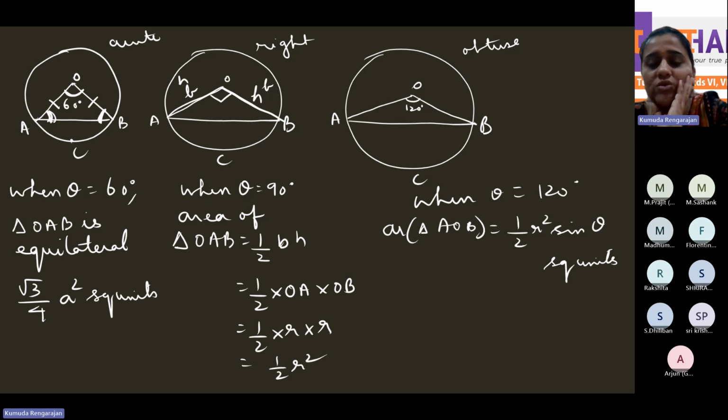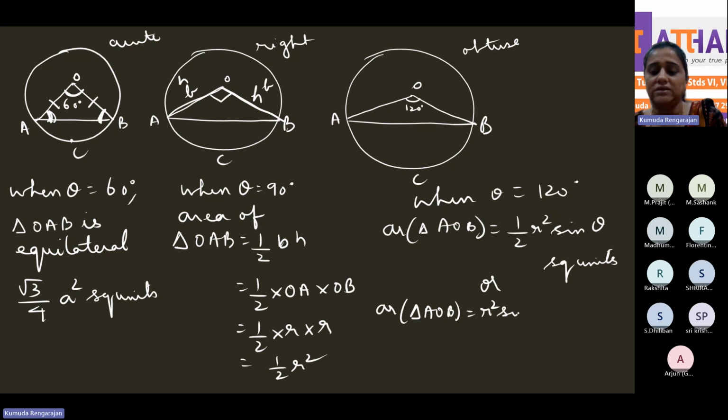How many of you have learned this chapter in school? Shashank, okay. So you can use this if you have the value of sine 120 given to you. Otherwise, you can use the formula r squared sine theta by 2 cos theta by 2, and write that also. Area of triangle AOB is equal to r squared sine theta by 2 cos theta by 2. You can use this formula. Square units.